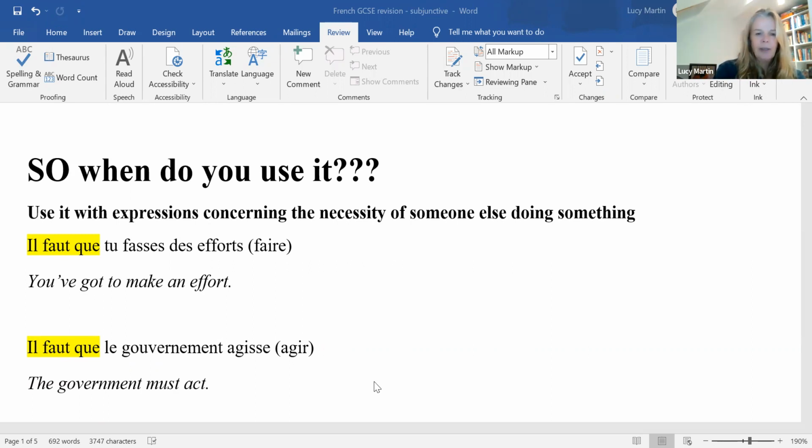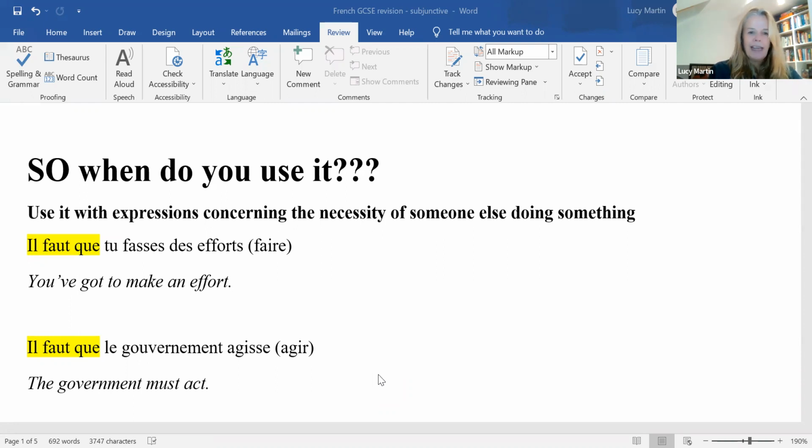Here's another example below. Il faut que le gouvernement agisse. It is necessary that the government acts. In English, we say got to and must. In French, though, we're using a different structure deliberately so that we can use the subjunctive and get the points. So instead of le gouvernement doit agir, the government should, must act, we're going il faut que le gouvernement agisse because we'll get more points that way. Okay? Right, so there's the necessity.